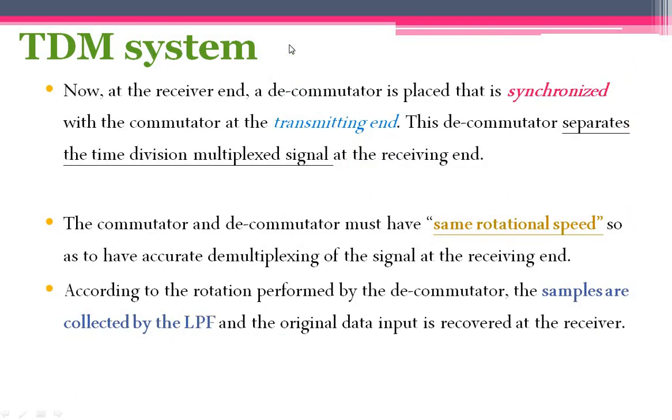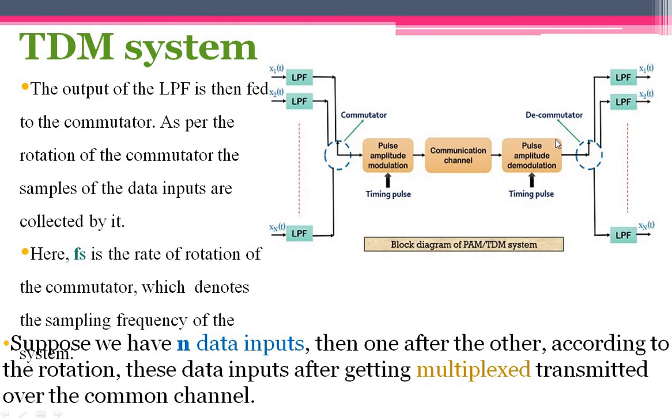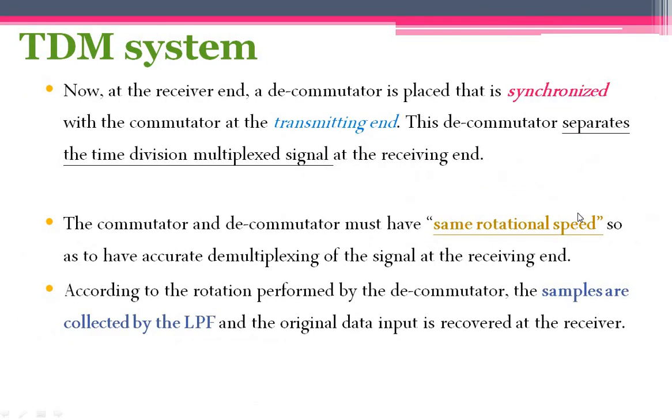So at the receiver end, a decommutator is placed, and the important thing is it has to be synchronized with the commutator at the transmitting end. This decommutator separates the time division multiplexed signal at the receiving end. It will be separating the TDM signal and the message signal, and the commutator and decommutator both have to be synchronized.